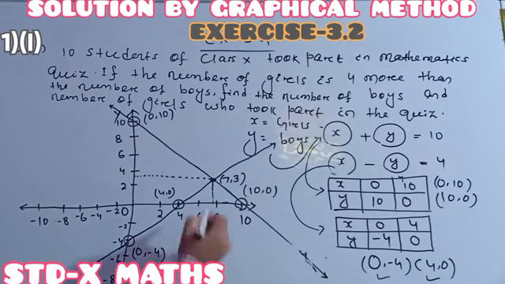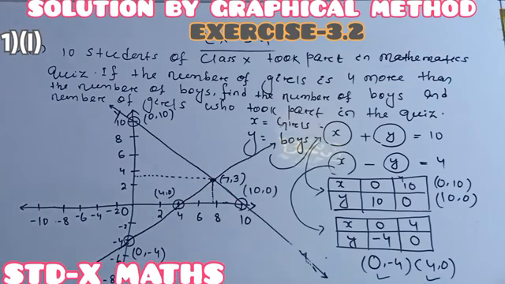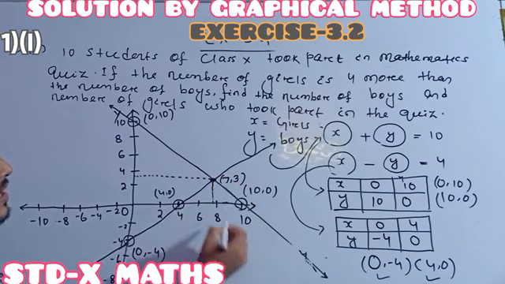On the graph we got this point as the intersecting point of both the lines. This point's coordinates are 7 and 3. So the x coordinate is our 7 and the y coordinate is our 3. From the graph we got the point having x coordinate 7 and y coordinate 3.